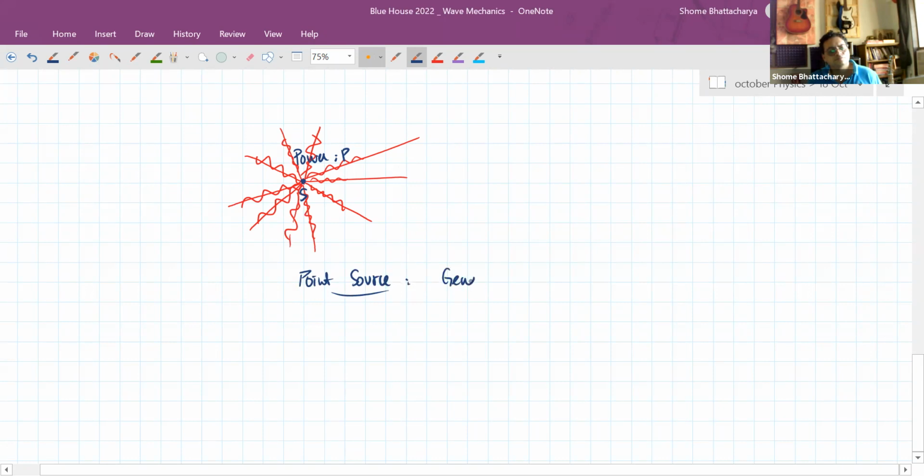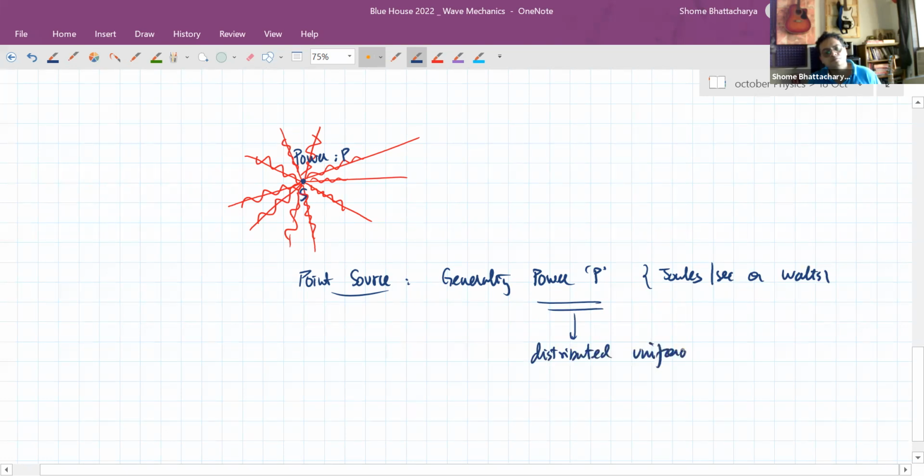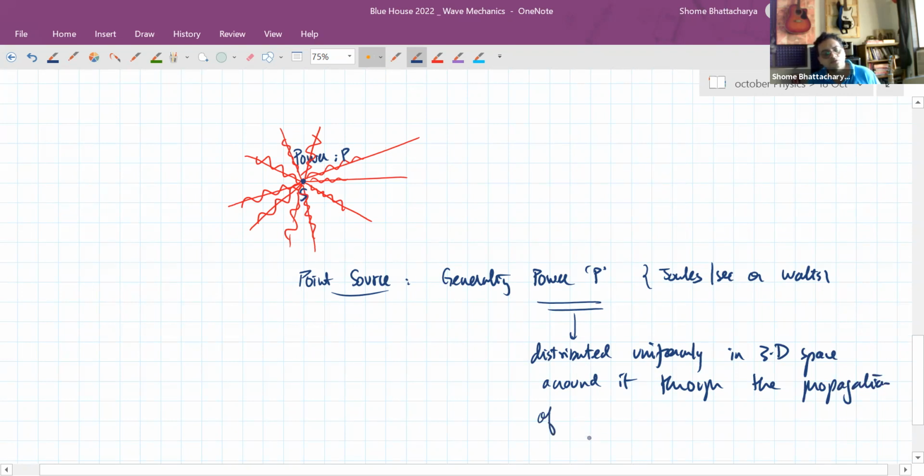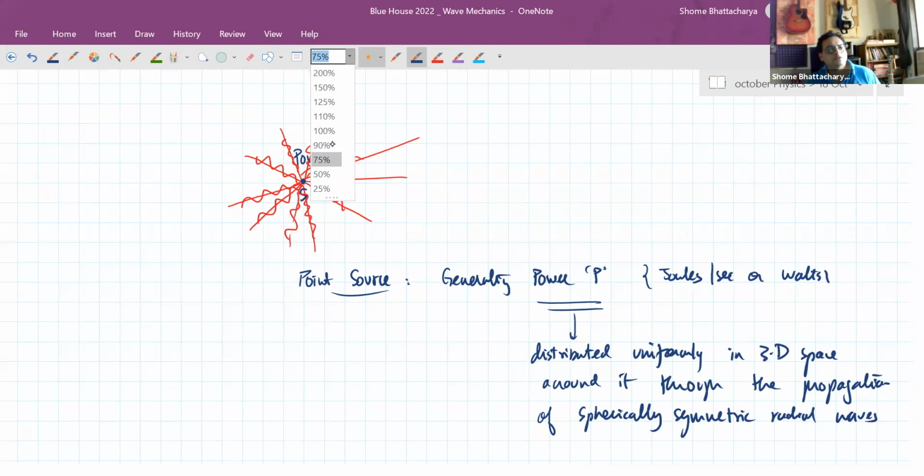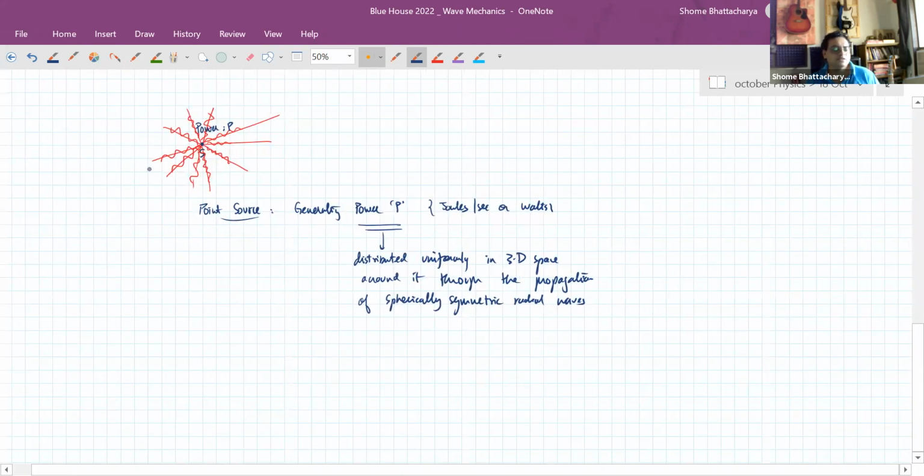Okay, so for a point source, if it is generating power P, in joules per second or watts, then this power is distributed uniformly in three-dimensional space around it through the propagation of spherically symmetric radial waves. That is the idealized version of it. So if you now consider all points on an imaginary spherical surface with that point source as the center, just like you consider a spherical Gaussian surface for a point charge, then all points on that spherical surface are receiving equal distribution of energy.